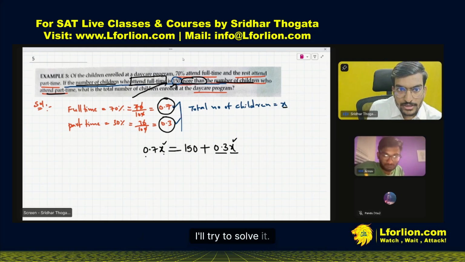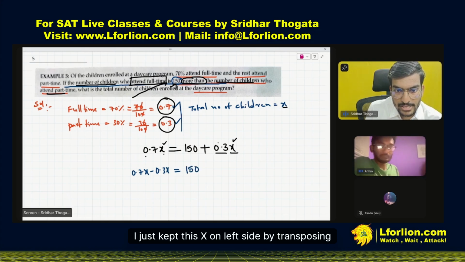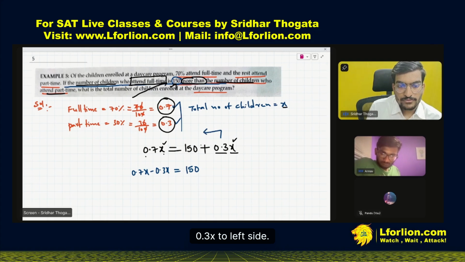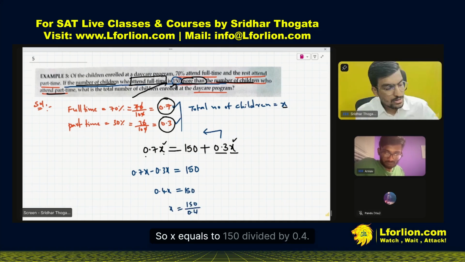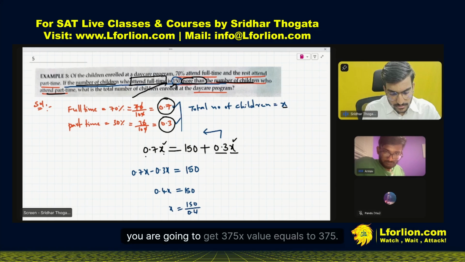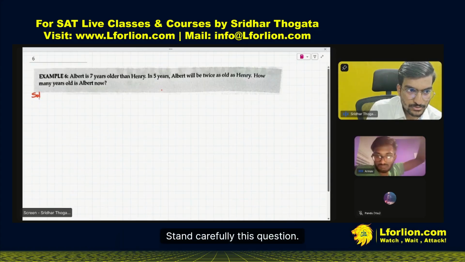Now I'll try to solve it. 0.7x minus 0.3x. I just kept x on the left side by transposing 0.3x to the left side, and then I end up with 0.4x equals 150. So x equals 150 divided by 0.4. If you solve that part, you are going to get 375. X value equals 375.